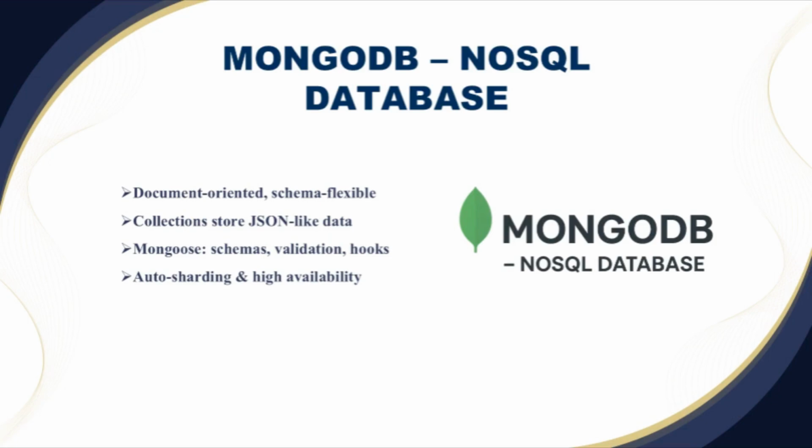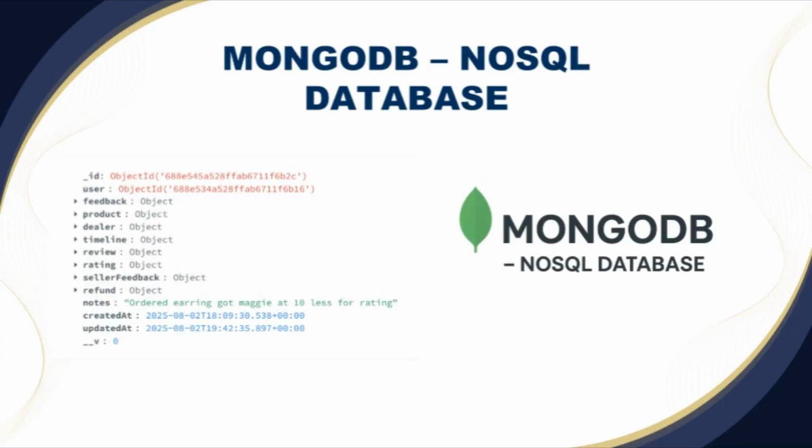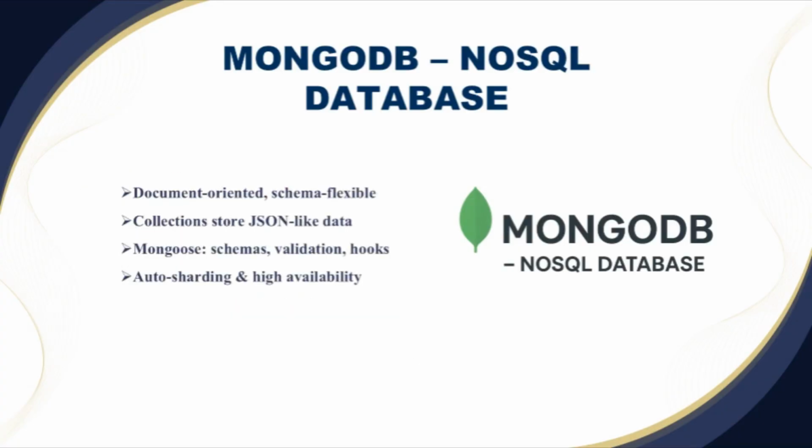MongoDB is a NoSQL database that stores data in a flexible, document-oriented format. Instead of tables and rows, it uses collections that hold JSON-like documents, making it easy to work with real-world data. It is schema flexible, so you can evolve your data structure as your app grows. No need for complex migrations. With Mongoose, you can define schemas, add validations, and even run hooks to control data flow in your Node.js apps. MongoDB also supports auto-sharding and high availability, which means it can scale easily and stay reliable even with large amounts of data.